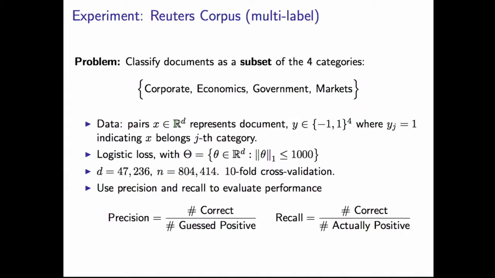So here I have a document classification problem where you want to classify a document into any subset of these 4 categories. So it's a multi-label problem. So we're going to use 4 different binary logistic classifiers, and we're going to aggregate them to make a prediction. And for both the ERM and the robust procedure, we're going to use L1 regularization with radius 1,000, which was chosen based on cross-val based on the ERM solution. And we're going to use precision and recall to evaluate their performances. Okay?